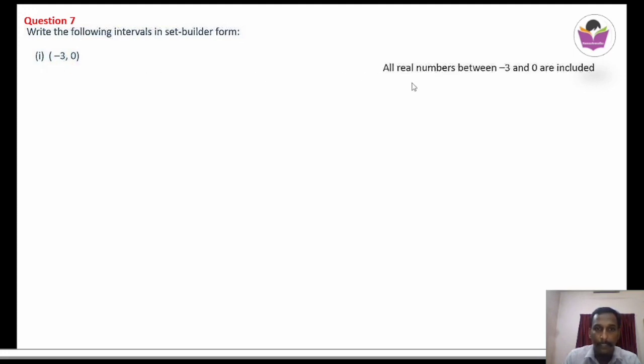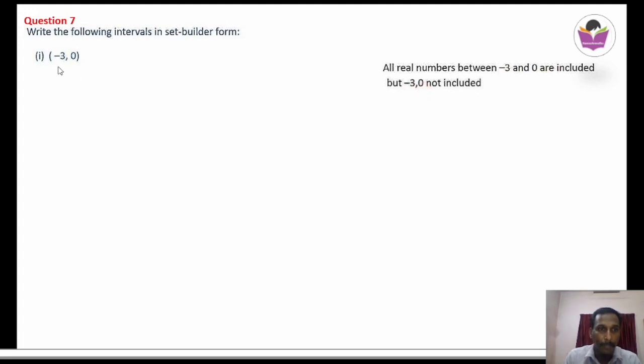Next we shall discuss question number 7. Write the following intervals in set builder form. First question, the open interval (-3, 0). We will explain this one a little bit. Already we have explained, but in return. All real numbers between -3 and 0 are included, but -3 and 0 are not included. Between -3 and 0 will be considered, but -3 and 0 we will not take.